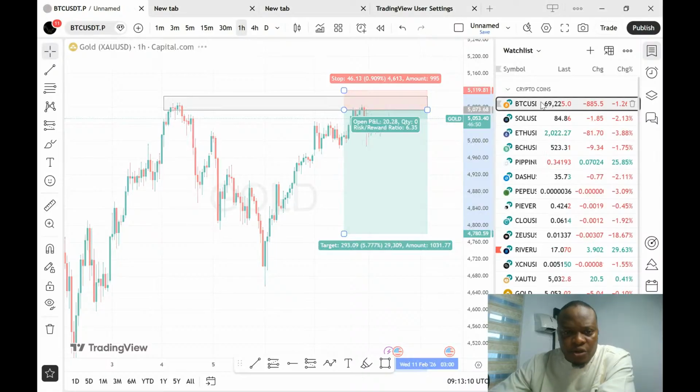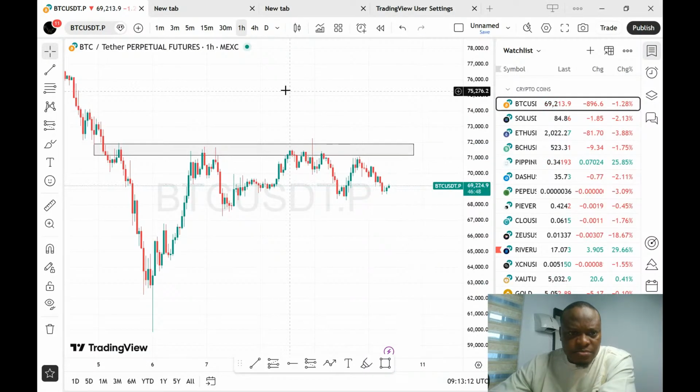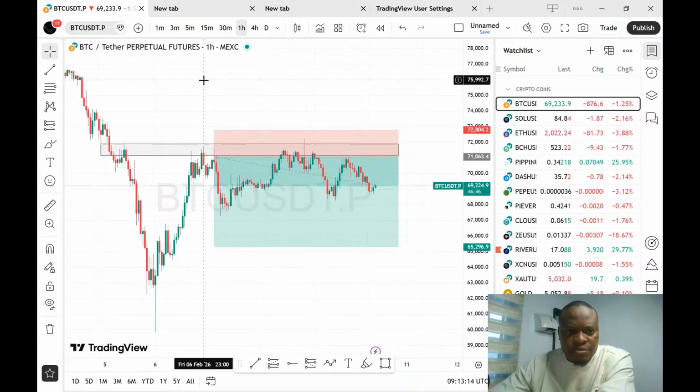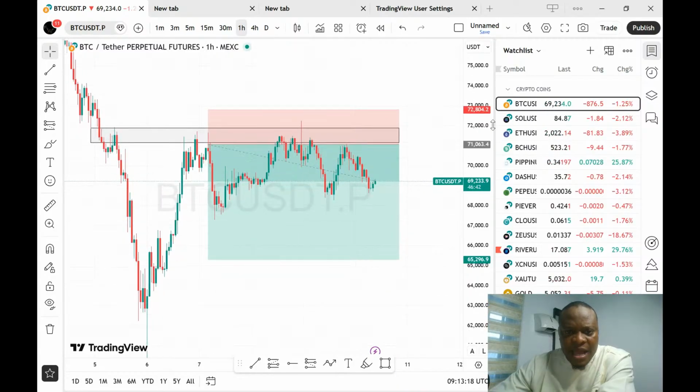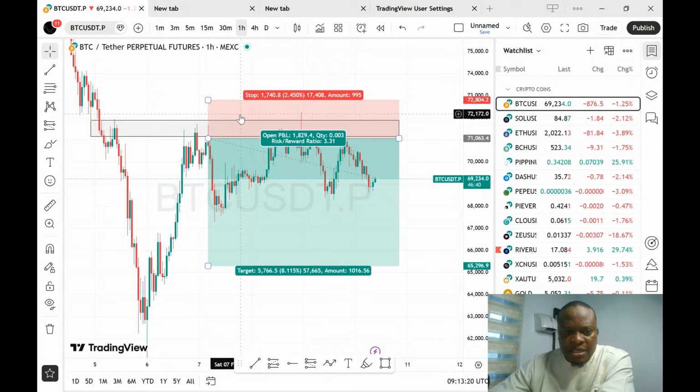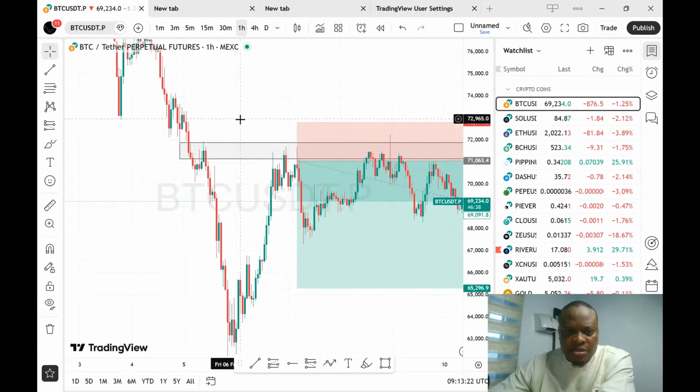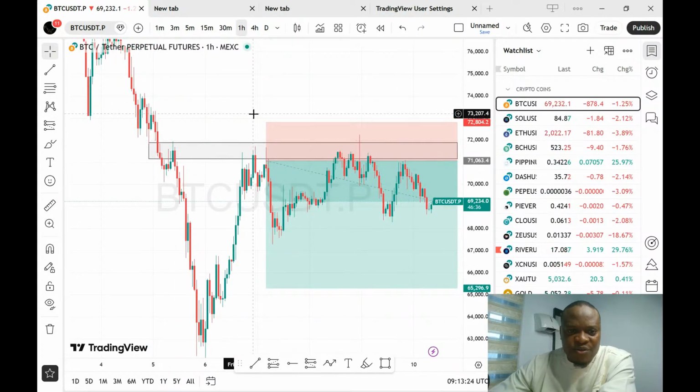Let me show you something on my BTC charts. This is my BTC chart. This is my analysis on BTC. I dropped this setup on my Telegram channel. Now, you see this BTC trade.